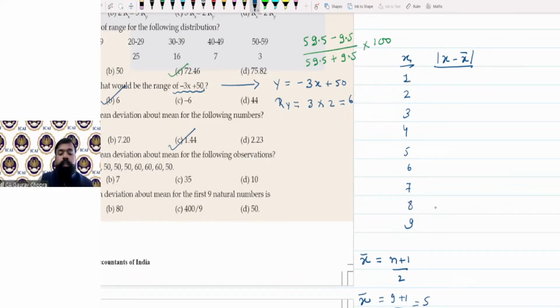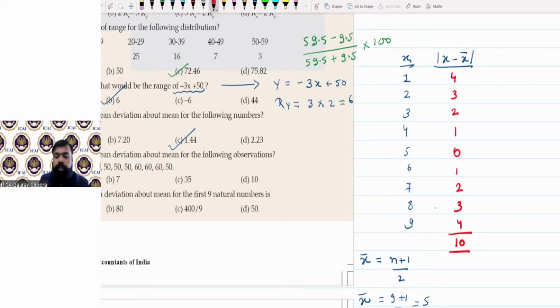So 1 minus 5 is 4, 2 minus 5 is 3, 3 minus 5 is 2, then 1, then 0, then 1, 2, 3, 4. Now after all these, what we have to do? We have to make the total. The total is 10.